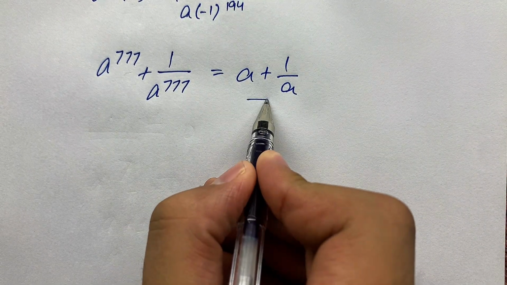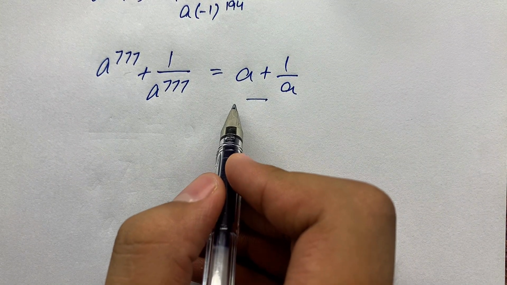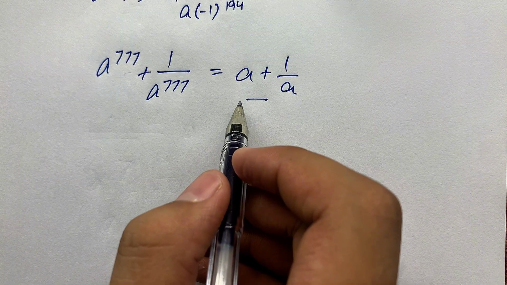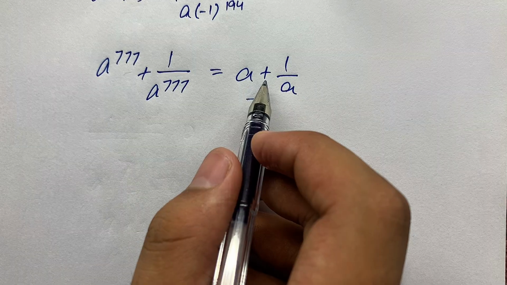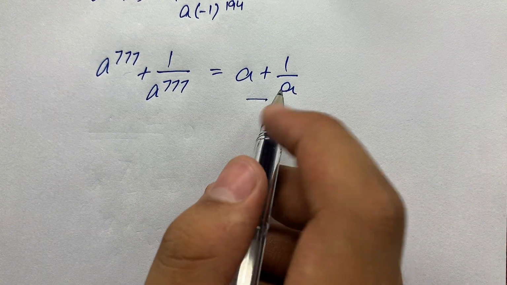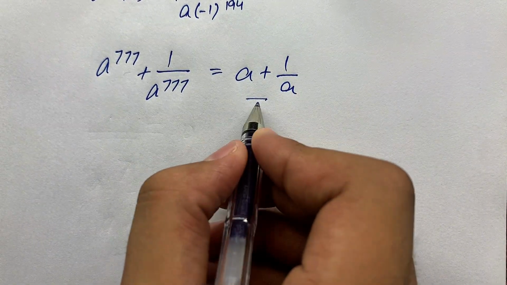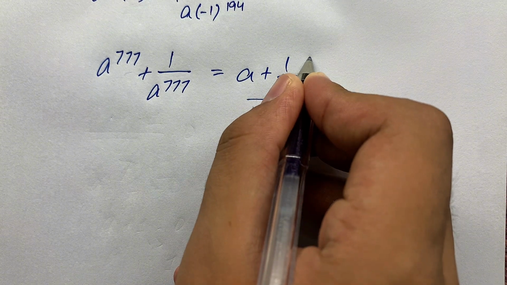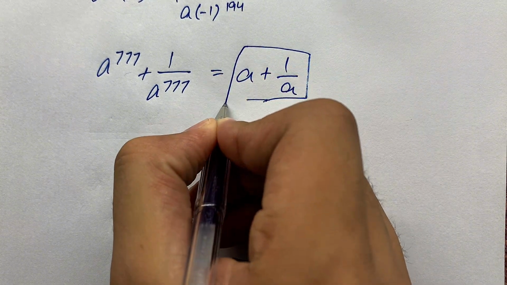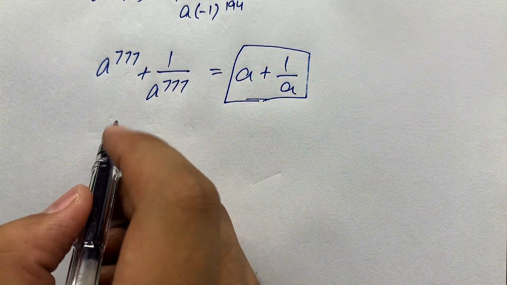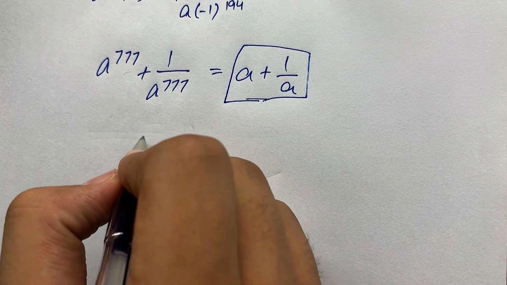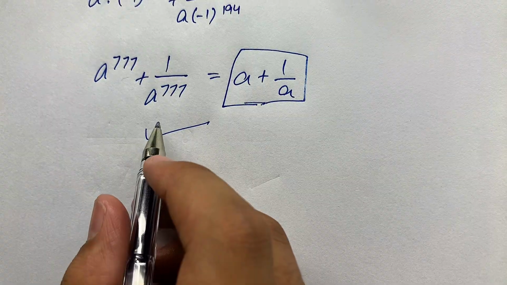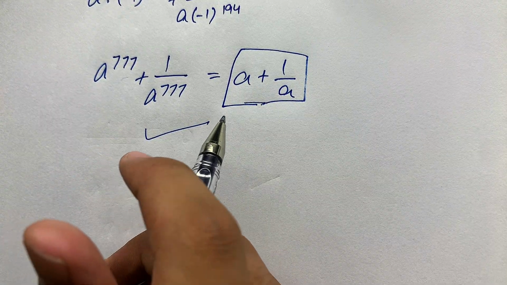Now we write this as a plus 1 divided by a, which is under the root of 2. Now this is our final answer to solve this mathematical problem, and here is our solution.